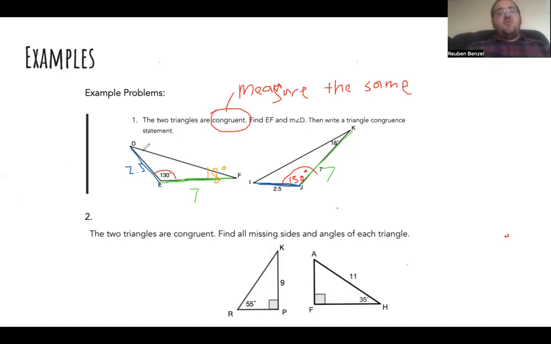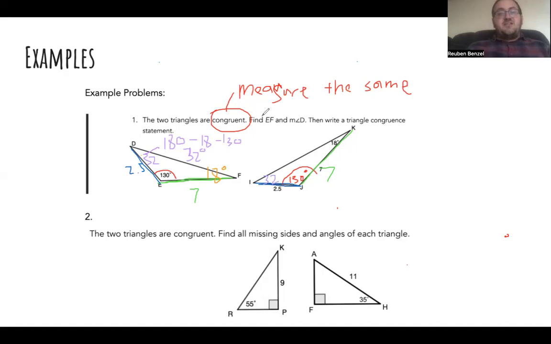And I might want to think about what the missing angle measure is, like angle D. For that one, I could do 180, because the three angles of a triangle add up to 180, minus 18 minus 130. And that would be 32 degrees. So that angle is going to be 32, and that angle is going to be 32.